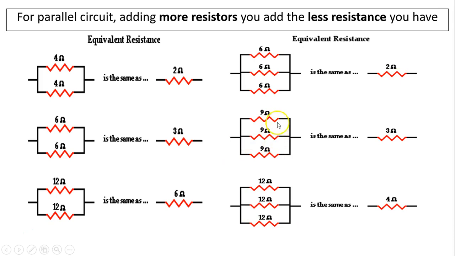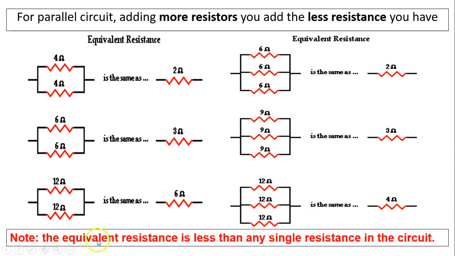You add 3 9ths, 1/9 plus 1/9 plus 1/9. That gives you 3/9. Then you have to flip it. 9 divided by 3 gives you 3. Here's 1/12 plus 1/12 plus 1/12. That's 3/12. 12 divided by 3 gives you 4.